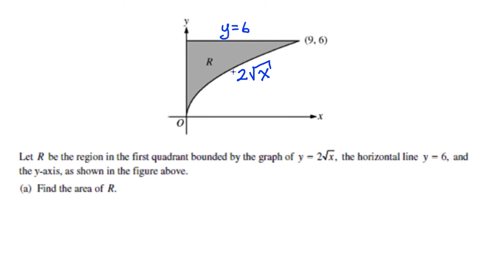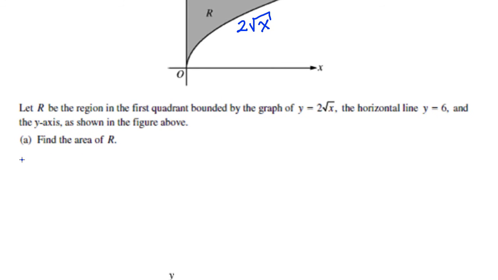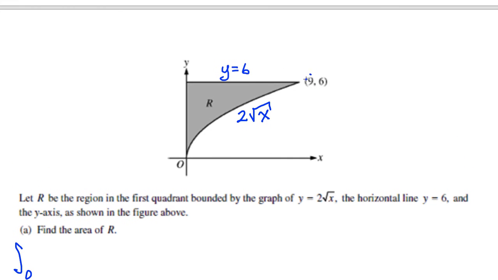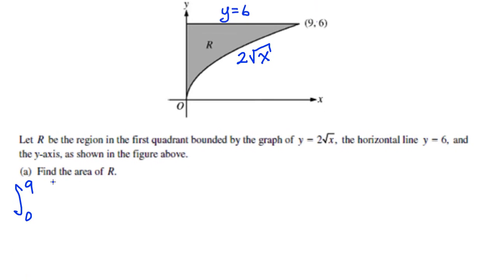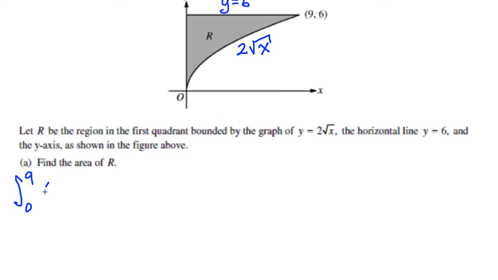Find this area of R. Well, it's going to be top minus bottom. So it's going to be the integral between where and where. Luckily, it tells us what the x-coordinate is. And it's the x-coordinate, not the y-coordinate. Don't make that mistake. The x-coordinate is 9. So 0 to 9, and our integral is going to be top, which is 6, minus the bottom. The bottom is 2 square root of x. And then all that thing dx.